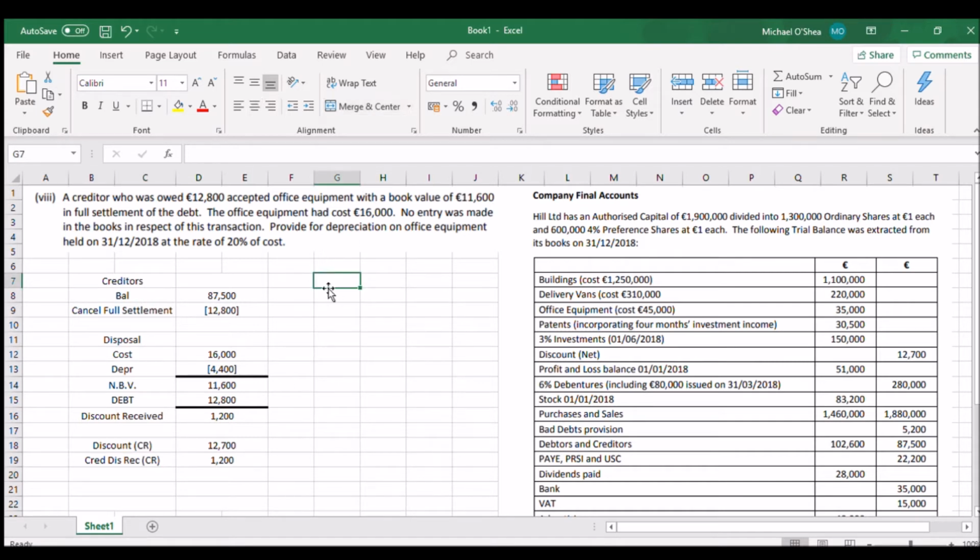I'm just making room because I have done a disposal account for my equipment. Therefore, I've gotten rid of equipment.